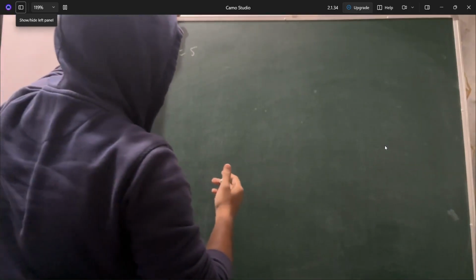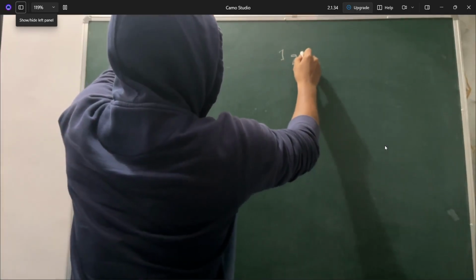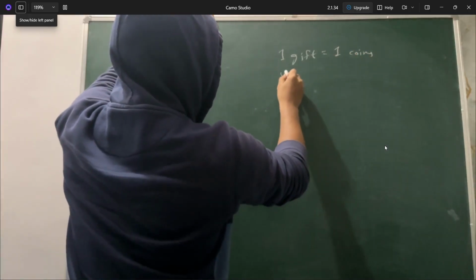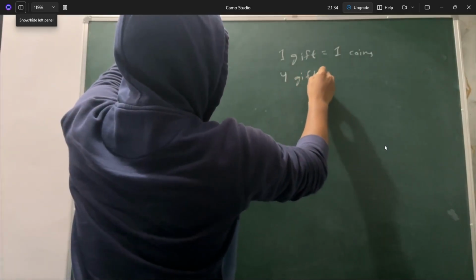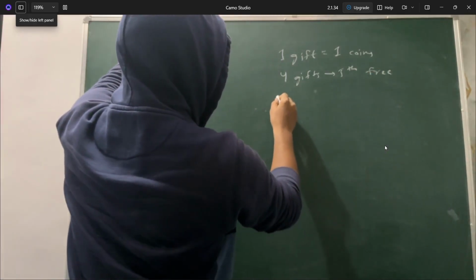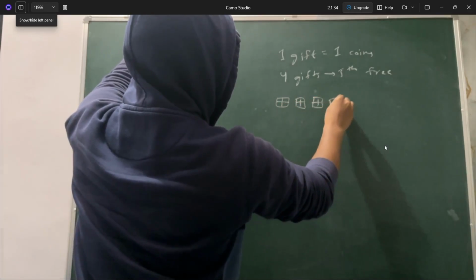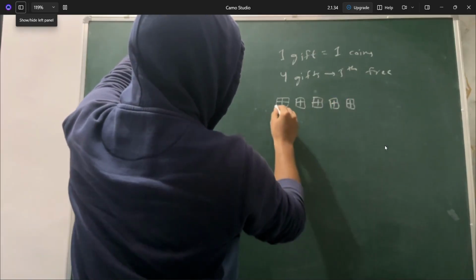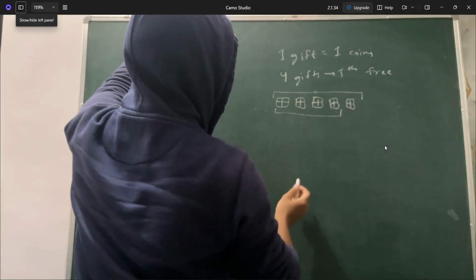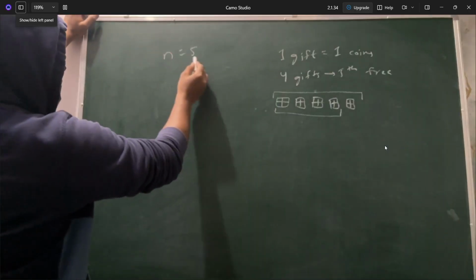What they're saying is there is a shop, and for one gift it's 1 coin. If you try to buy 4 gifts, your fifth gift will be free. So let's say these are the 4 gifts that you'll be buying, but in a bundle you'll be getting 5 gifts because one gift you're getting free. So they've given 5 gifts he needs to give to Cheffina.